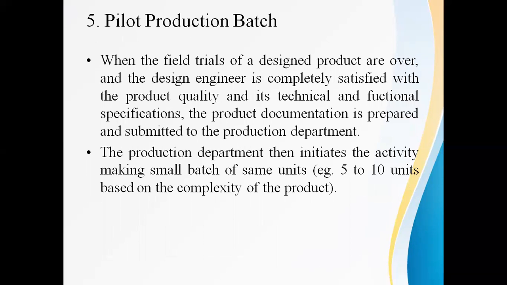Fifth stage is pilot production batch. When the field trials of a designed product are over and the design engineer is completely satisfied with the product quality and its technical and functional specifications, the product documentation is prepared and submitted to the production department. The production department then initiates the activity of making small batch of same units. For example, 5 to 10 units based on the complexity of the product are manufactured, and this batch is called as pilot production batch.